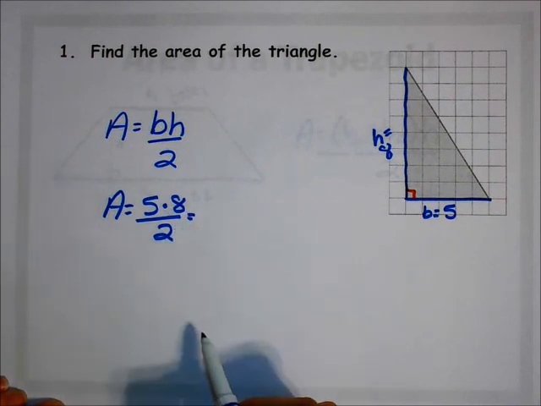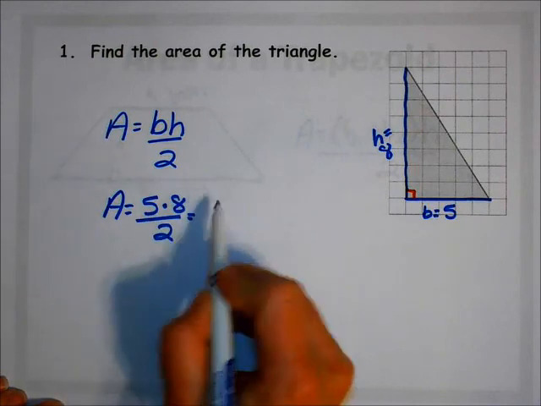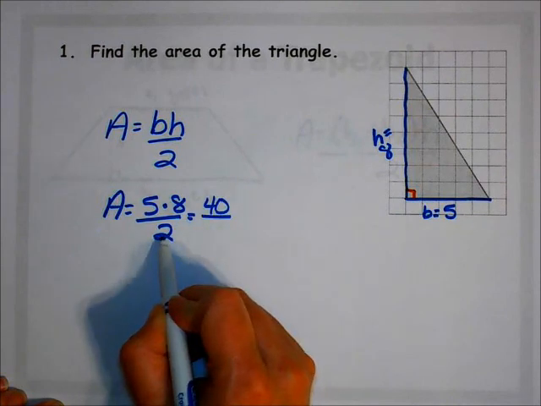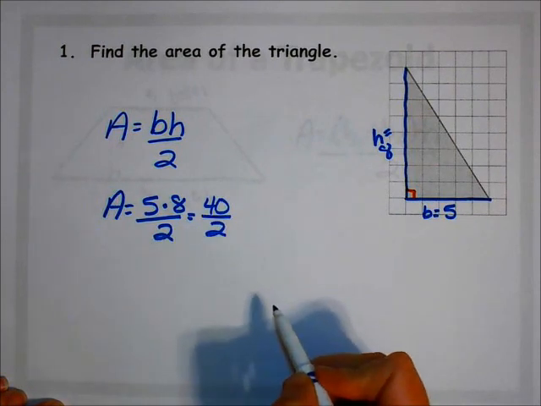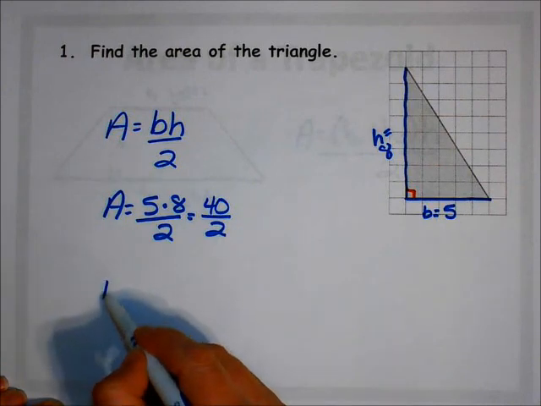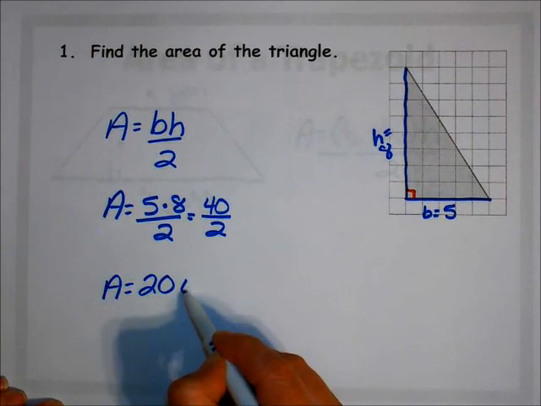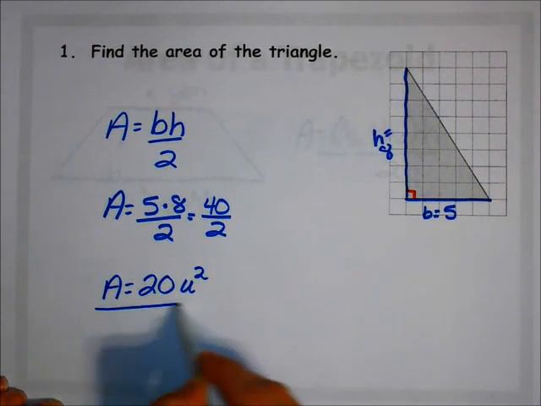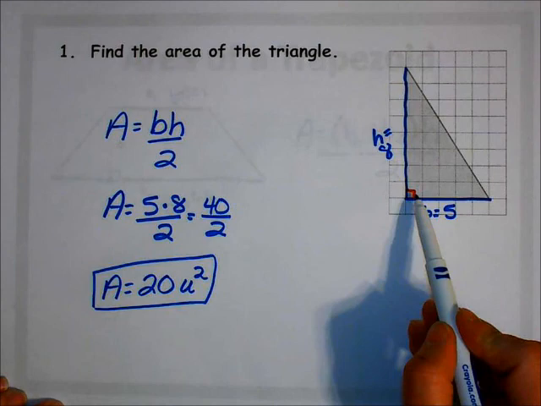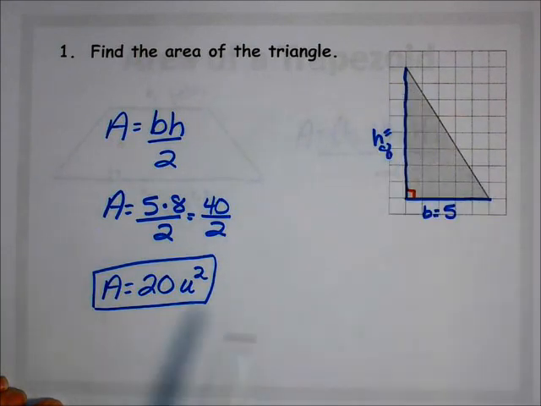So remember your order of operations. Please excuse my dear Aunt Sally. Aunt Sally's going to tell me to multiply 5 times 8 first, which is 40. Don't forget to bring over your divided by 2. So 40 divided by 2 is 20. So the area of my triangle is 20 units squared. If I were to count all of the squares inside my triangle, I would count 20 whole squares.